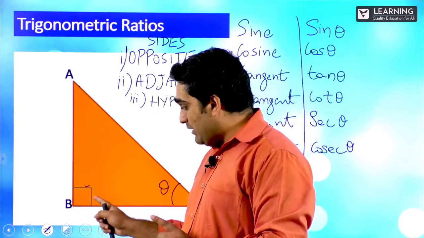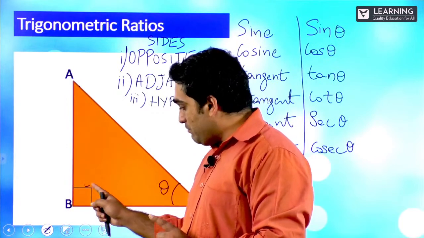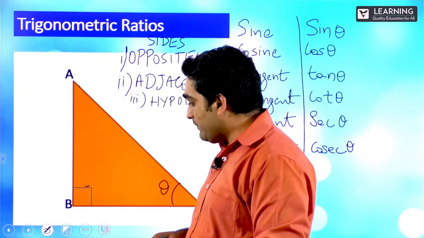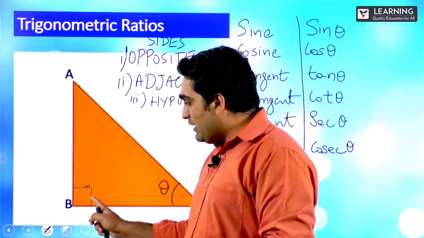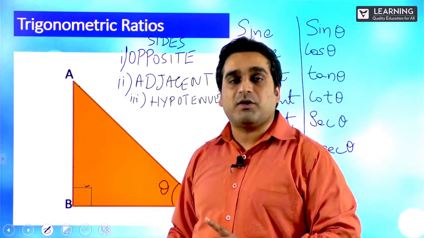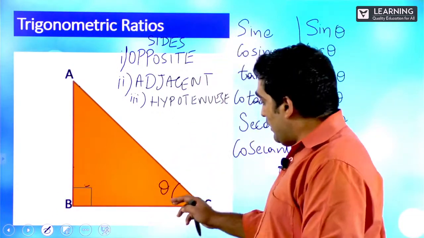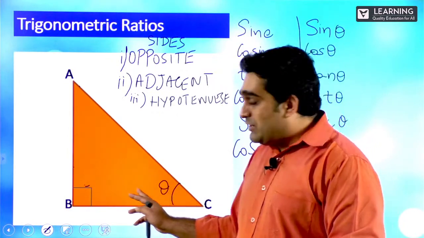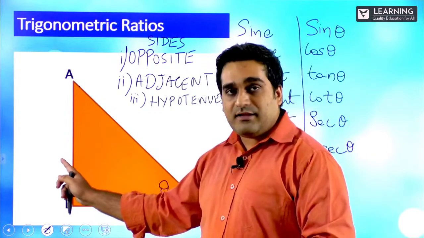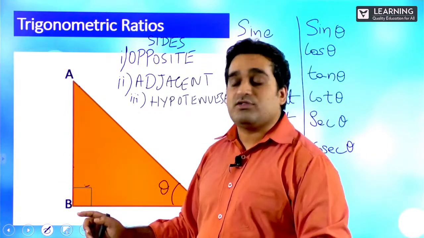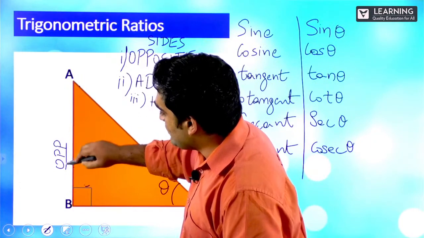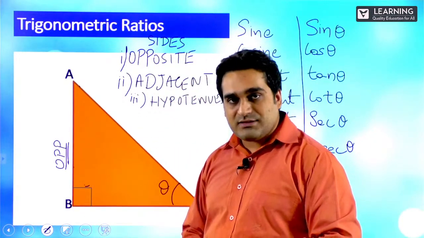Now, this right angle is located beside two lines. The two lines create a right angle. So, of these two lines, one of them should be opposite, the other one should be adjacent. But which one is which? The line that is opposite to the angle is called the opposite side. Easy. So, I'll just write op to show you it is the opposite side.